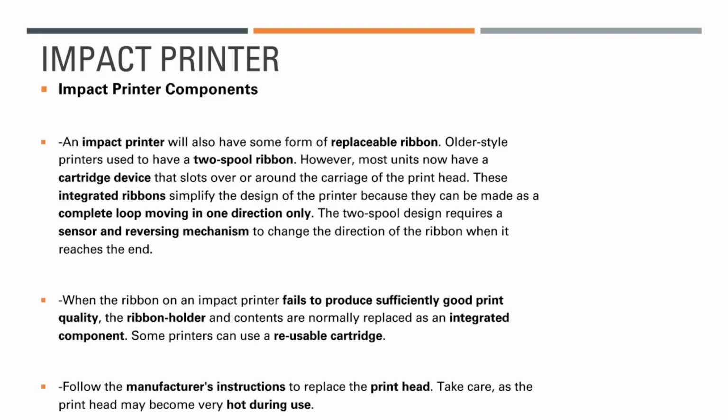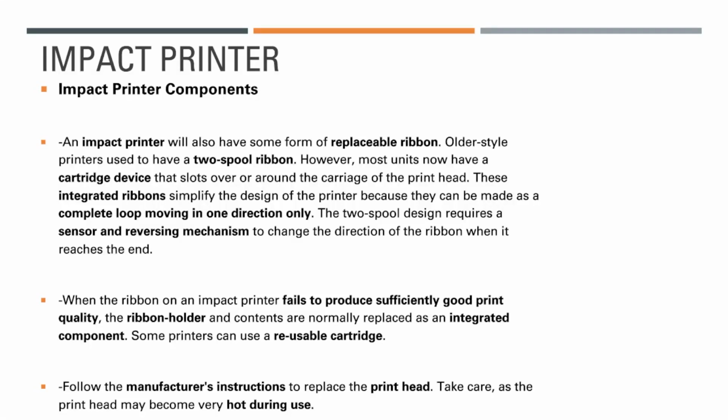Impact printer components. An impact printer will also have some form of replaceable ribbon. Older style printers used to have a two-spool ribbon. However, most units now have a carriage device that slots over or around the carriage of the printhead. These integrated ribbons simplify the design of the printer because they can be made as a complete loop moving in only one direction. The two-spool design requires a sensor and a reversing mechanism to change the direction of the ribbon when it reaches its end.